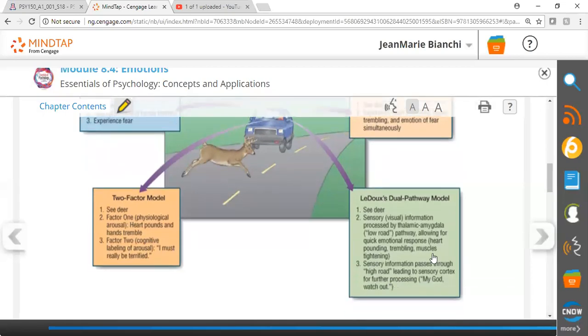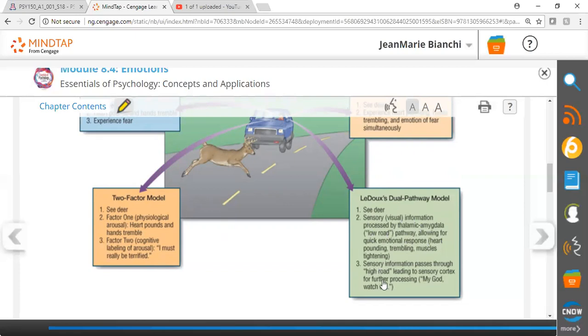Now, LeDoux's dual pathway model was put out in the early 2000s by a famous emotion researcher named Joe LeDoux. This is the idea that the brain basically has two different pathways to process emotional information. He calls them a high road and a low road. In the previous video clip, I walked through this high-low road idea. Basically, we see the deer, and now here's the low road, fast processing. The visual information comes through our eye and is processed by the low road, which is a thalamic-amygdala pathway. It permits fast responses. Our heart pounds, our muscles tighten, they prepare us for action. This is the fast, low road, very emotional in nature.